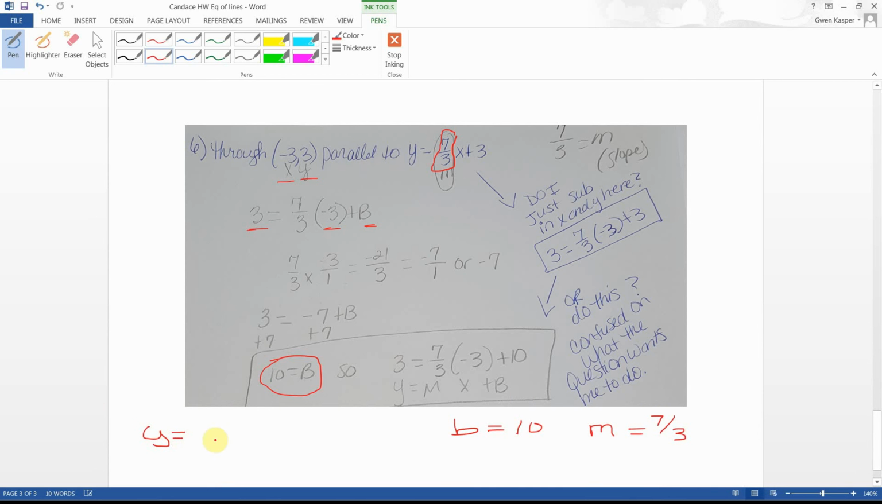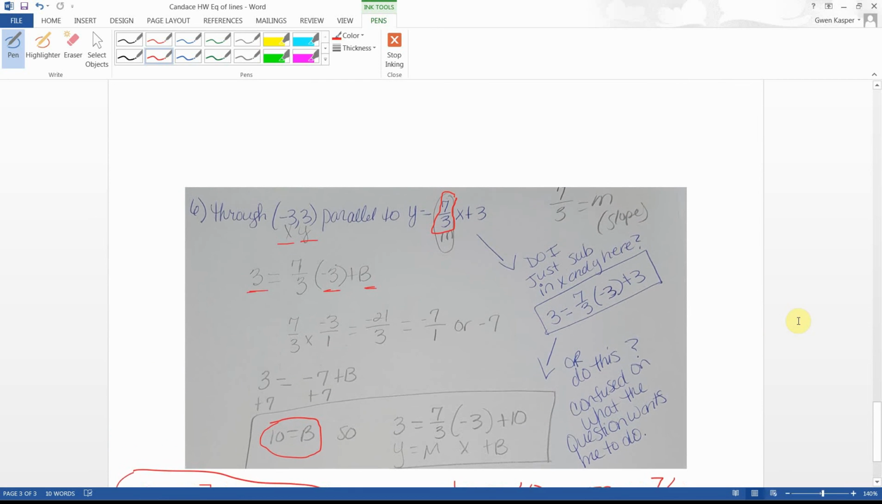Y equals your slope times x plus your b. Slope was, no, I got that backwards. Slope is 7/3. And your y-intercept was 10. And that's it.